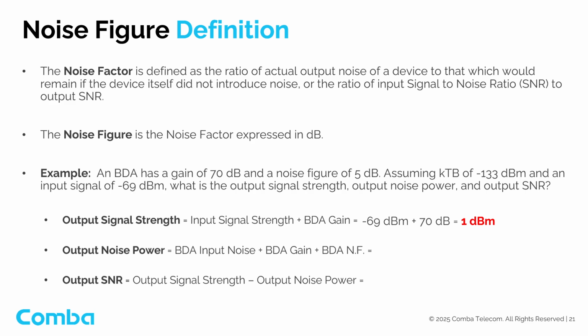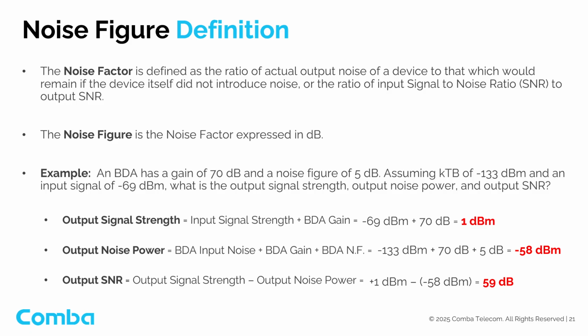The output noise power is equal to the input noise power plus the gain of the device plus the noise figure of the device, which gives us the output noise power is equal to negative 133 dBm plus 70 dB plus 5 dB equals negative 58 dBm. The output signal to noise ratio is equal to the output signal strength minus the output noise power, which gives us the output SNR is equal to positive 1 dBm minus negative 58 dBm equals 59 dB.